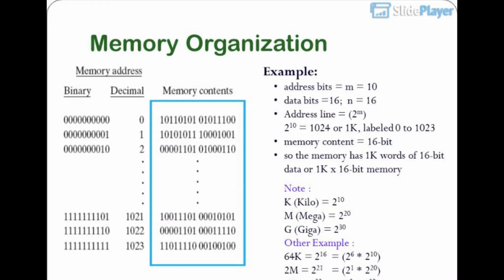Note: K, kilo, equals 2^10. M, mega, equals 2^20. G, giga, equals 2^30. Other examples: 64K equals 2^16 equals 2^6 times 2^10. 2M equals 2^21 equals 2^1 times 2^20. 4G equals 2^32 equals 2^2 times 2^30. What is the number of address bits, K?